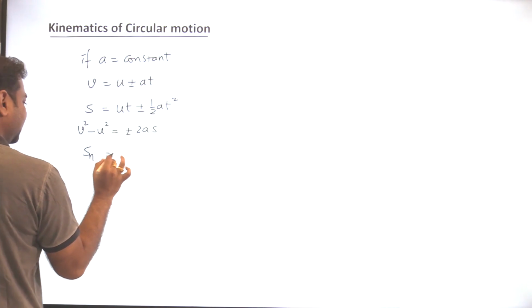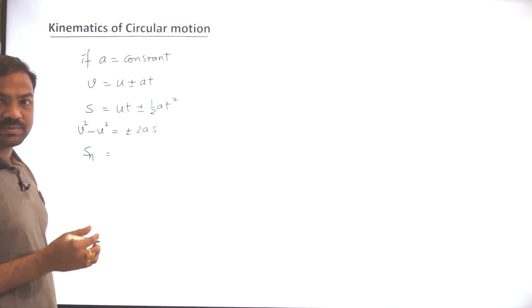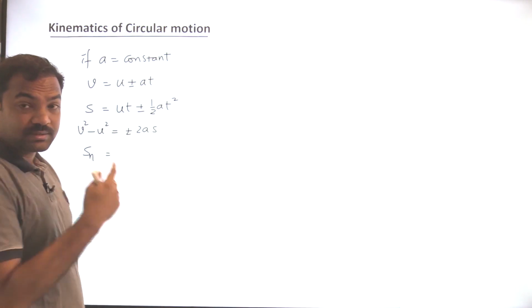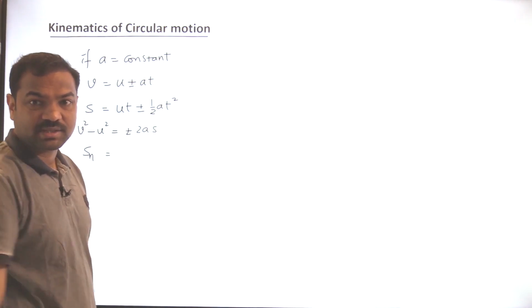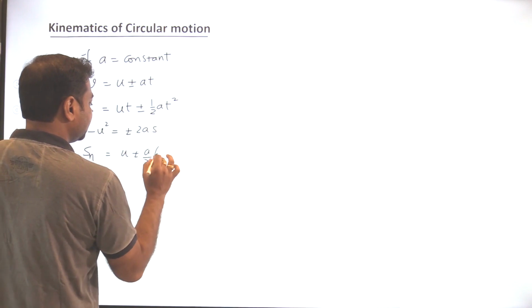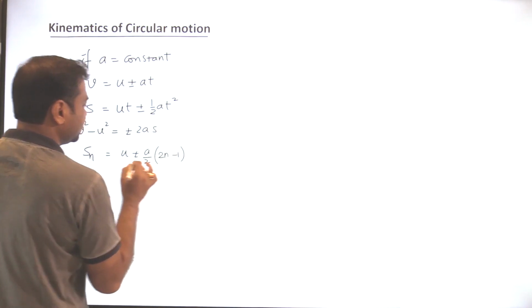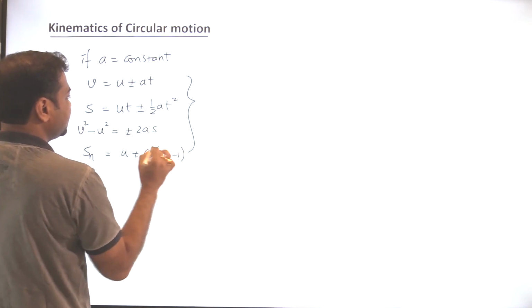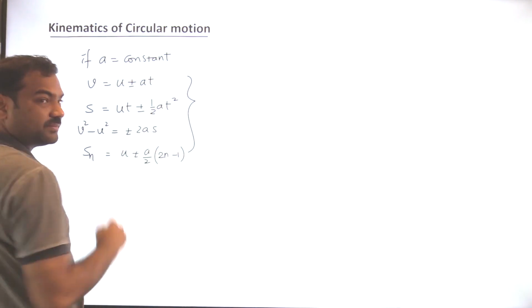And displacement in the nth second, displacement traveled in the nth second. So this is a 1 second duration journey. So it is u plus or minus a by 2 into 2n minus 1. So all these equations you can write down when a is constant.